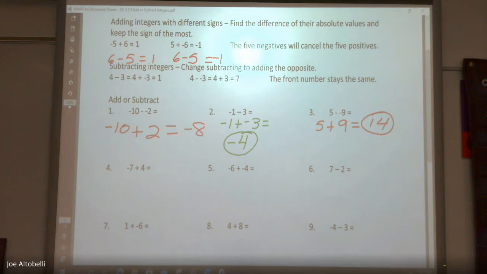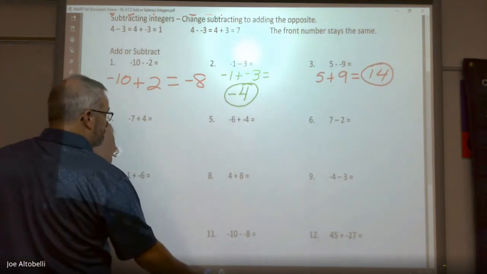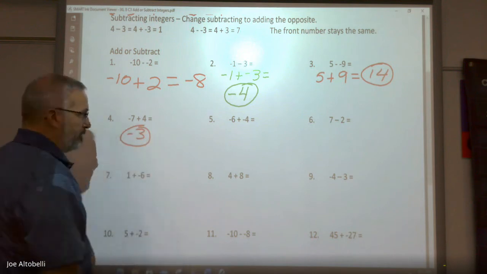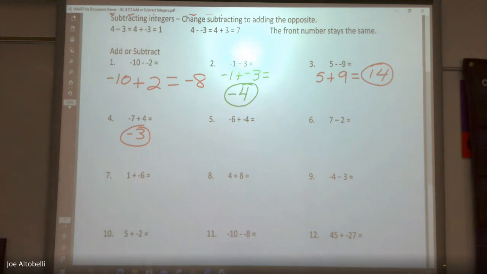Stop. Do you have to rewrite it? No, it's already adding. Remember, we only rewrite subtracting. We don't have to rewrite it, so don't rewrite it. You're just doing the math. The +4 and the -4 cancel out, leaving you with 3 negatives left over. Number 5, go ahead.